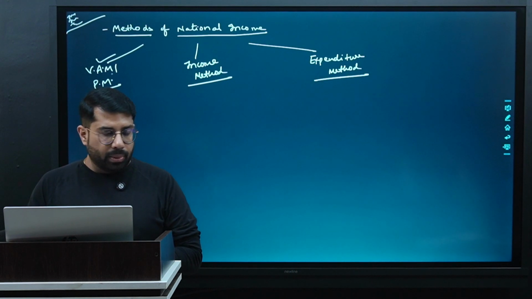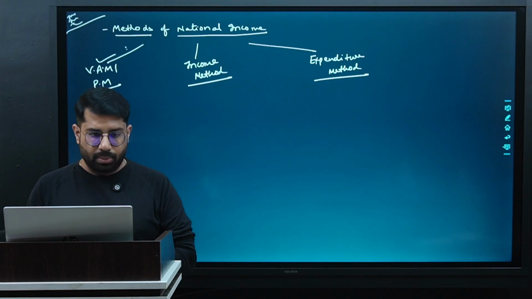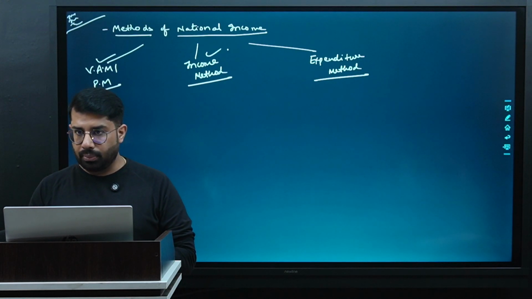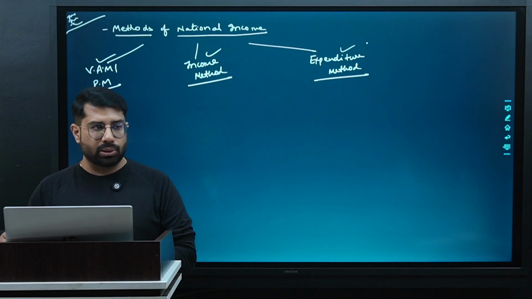We have completed the value added method, we have completed the product method, the same method, right? Income method is also done. We are going to start with the expenditure method today, right?